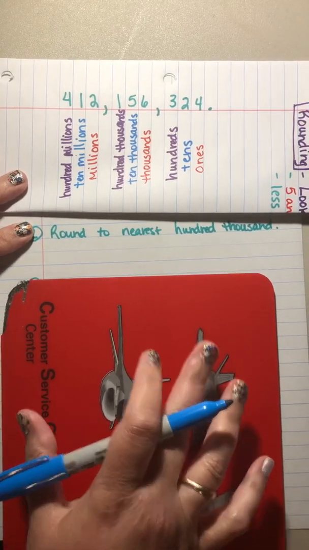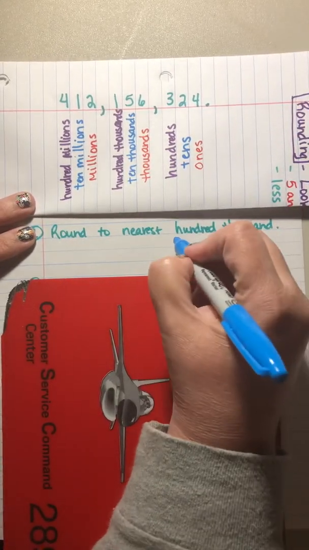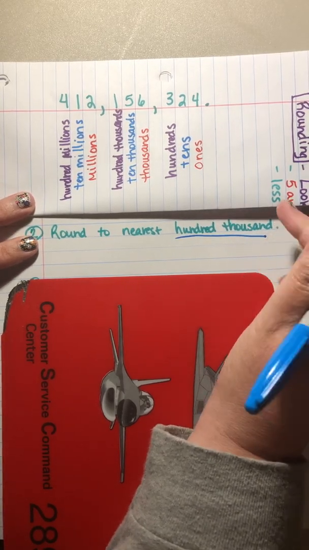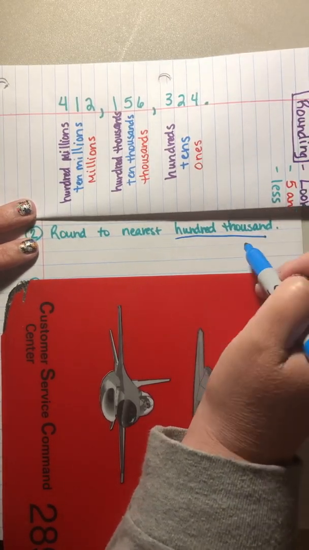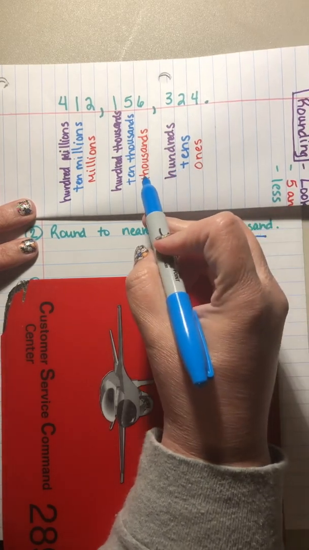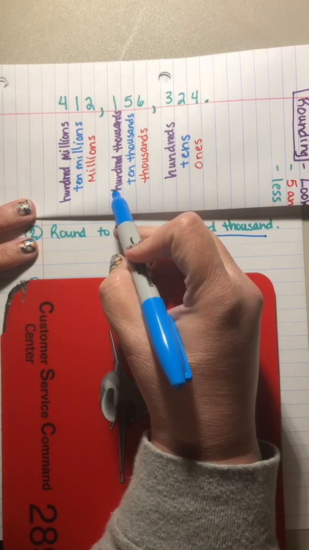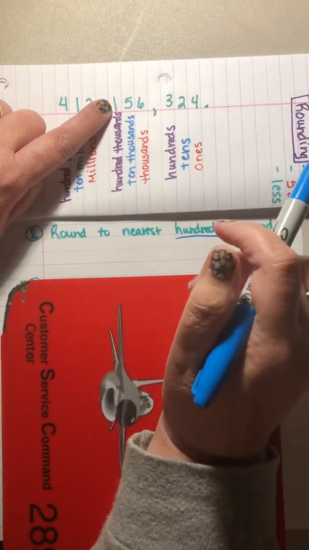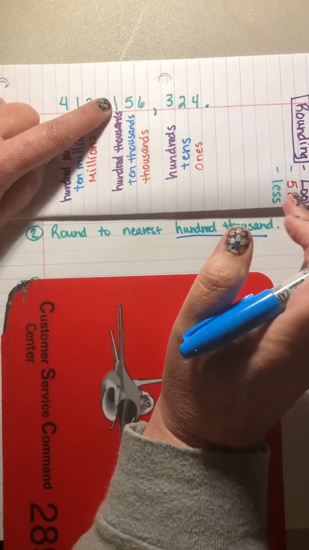Yes. Okay. Round to the nearest 100,000. That tells me what digit I'm going to be looking to round. 100,000. So I look through ones, tens, hundreds, thousands, 10,000s, 100,000s. The 1 is in the place value I'm going to be rounding to.